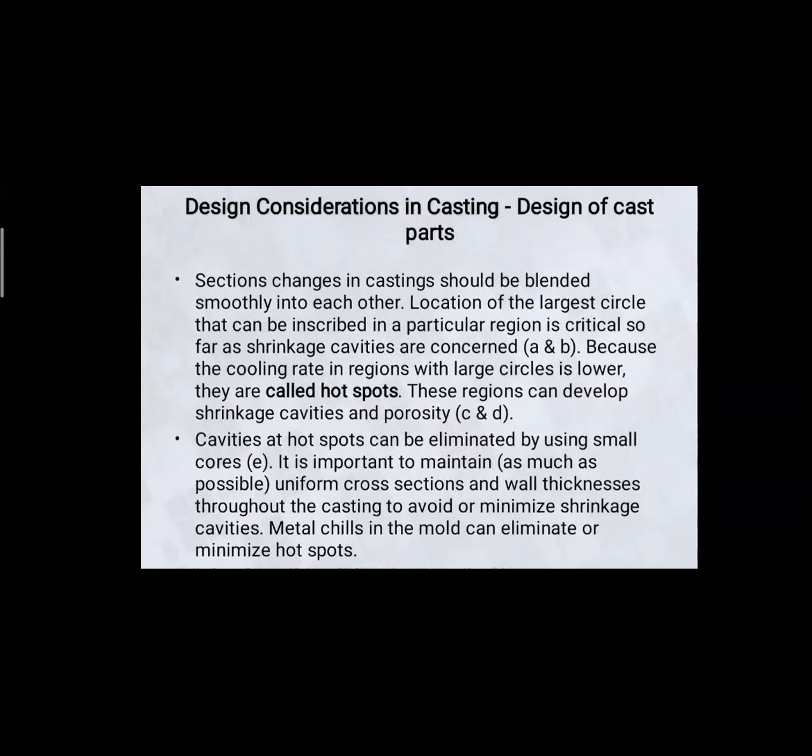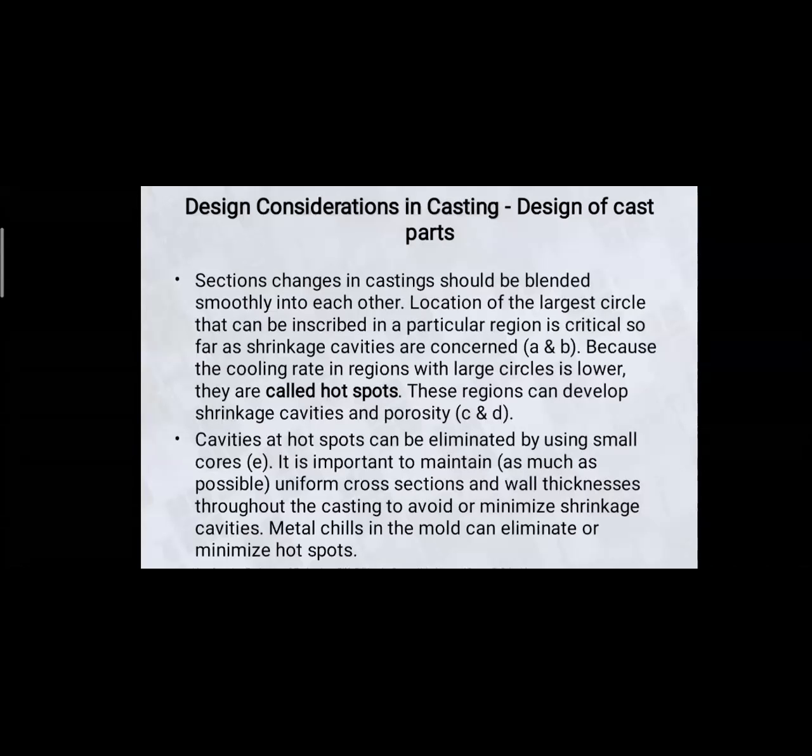cavities are concerned. So we have to see that no shrinkage occurs in the total part. Because the cooling rate in regions with large circles is lower, they are called hotspots. When you get circles or bubbles, that is one type of defect. These regions can develop shrinkage cavities and porosity. The cavities at the hotspots can be eliminated by using a small core.